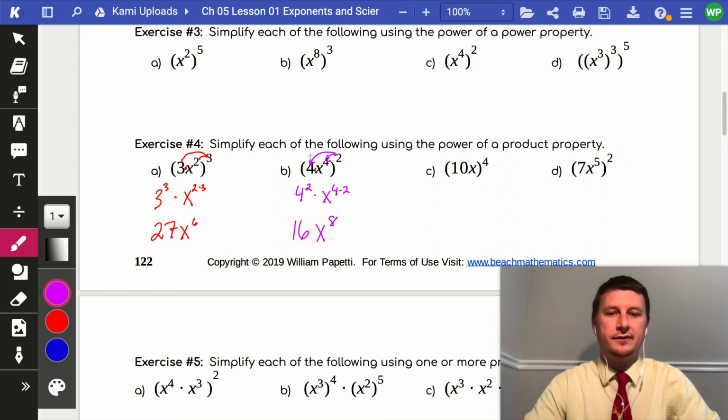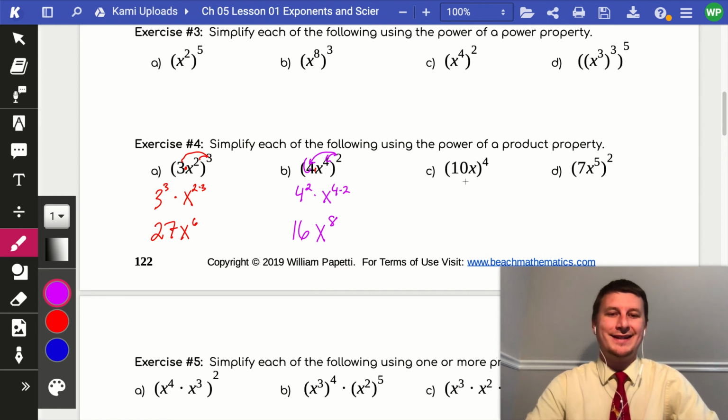Again, you want to be careful. When you distribute the power to a coefficient like 4, you're not multiplying 4 times 2. You're doing 4 to the second power. The exponents to the exponents, that's when you're going to multiply.